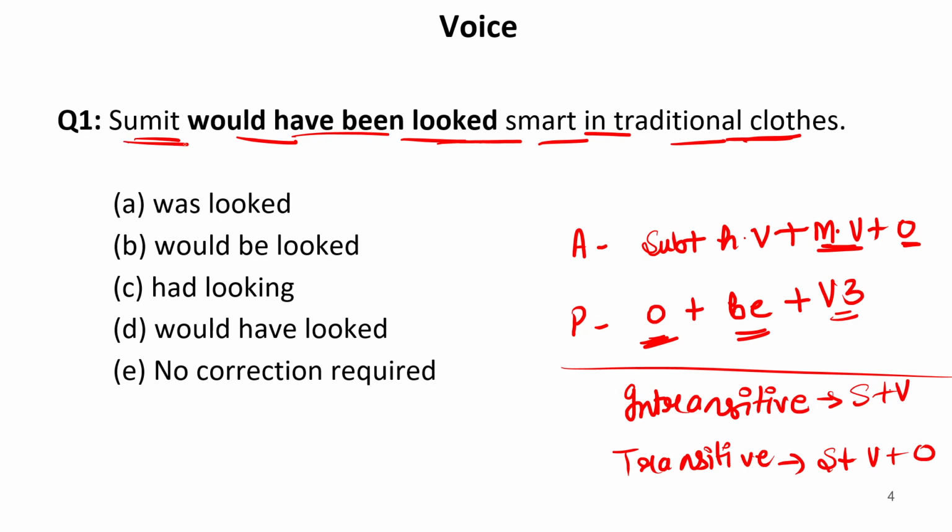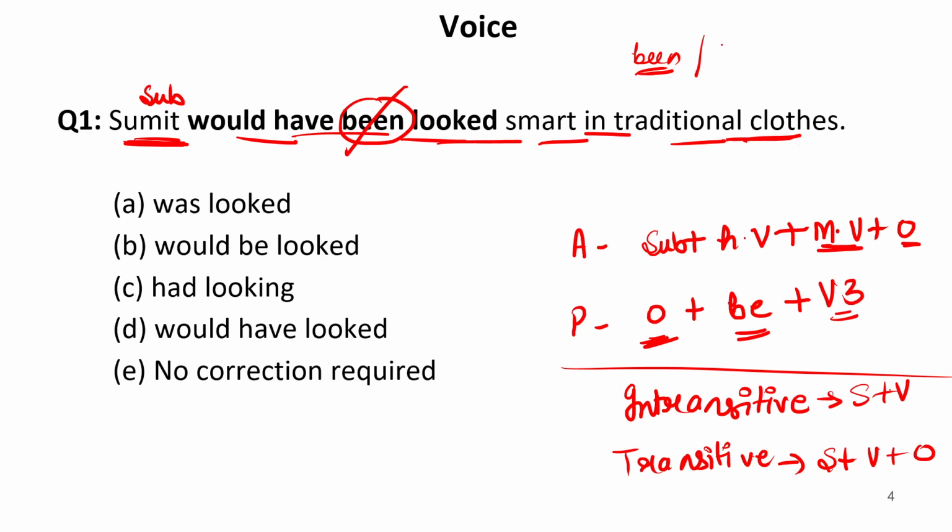It means we are talking about just Sumit and he's the subject. And he would have looked smart if he had worn traditional clothes. Therefore, this "been" is incorrect over here because we use "been" in case of passive voice only. Now, this is a trick.